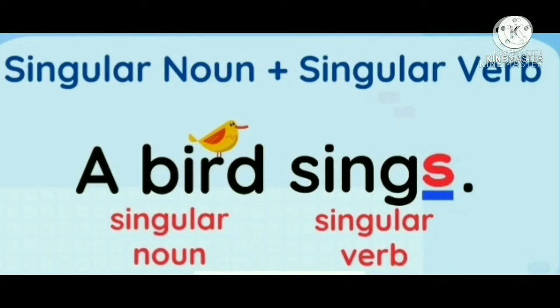To make it clear, let's look at the following examples. A bird sings. Here, a bird is a singular noun. So, we need a singular verb, right? Remember, a singular verb wants a friend S at the end. So, we say a bird sings. Okay?